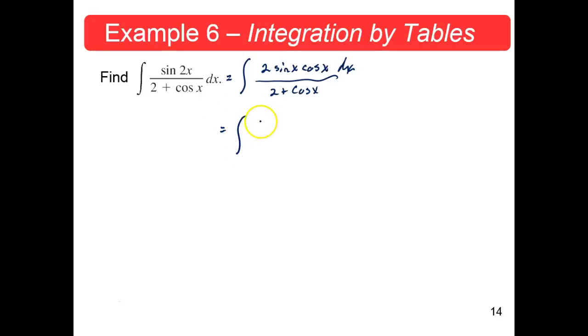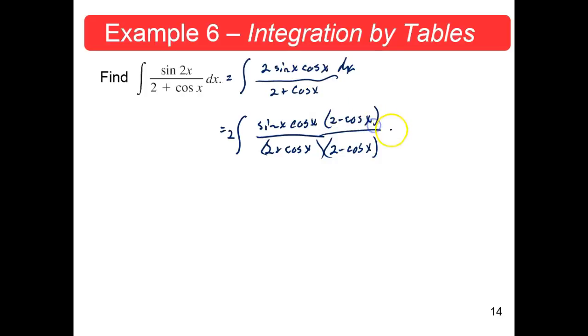So what we're going to do is, I'm going to pull the 2 out here, if that's okay. And this will be sine x cosine x over 2 plus cosine x multiplied by 2 minus cosine x. I'm not sure this will be perfectly fine, but let's try it. But if you multiply that, you have to multiply this, 2 minus cosine x, and then dx. All you did is multiply by 1, right? That over that is 1. Now, it may not help at all, but let's see what it does.